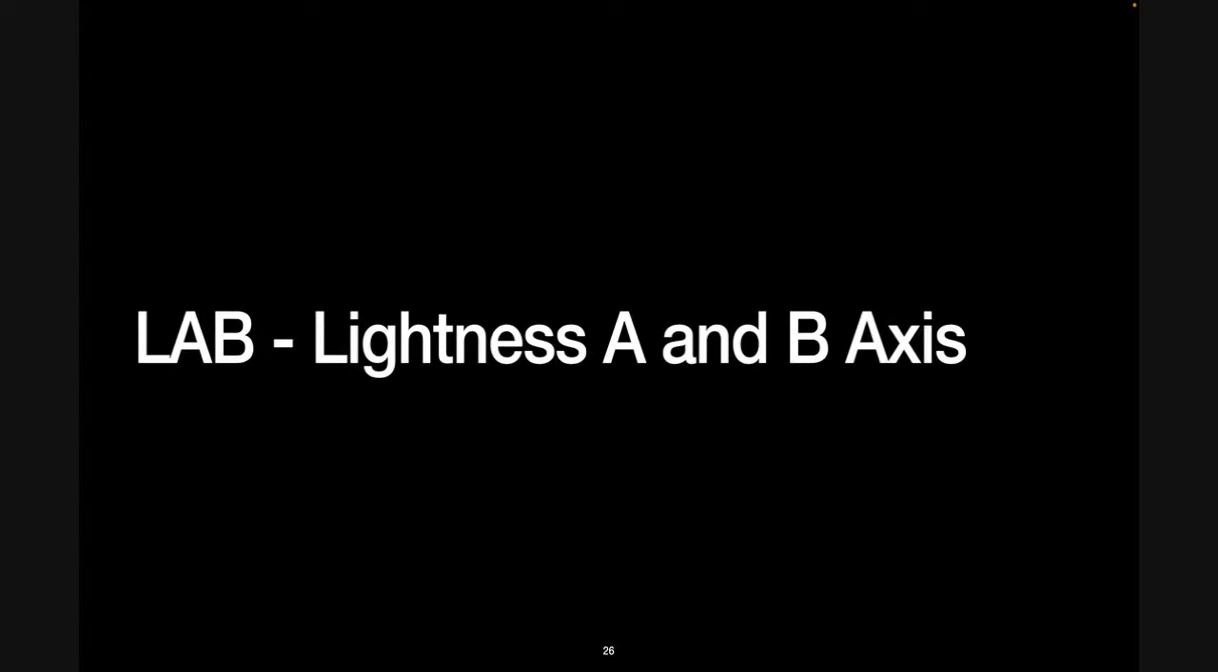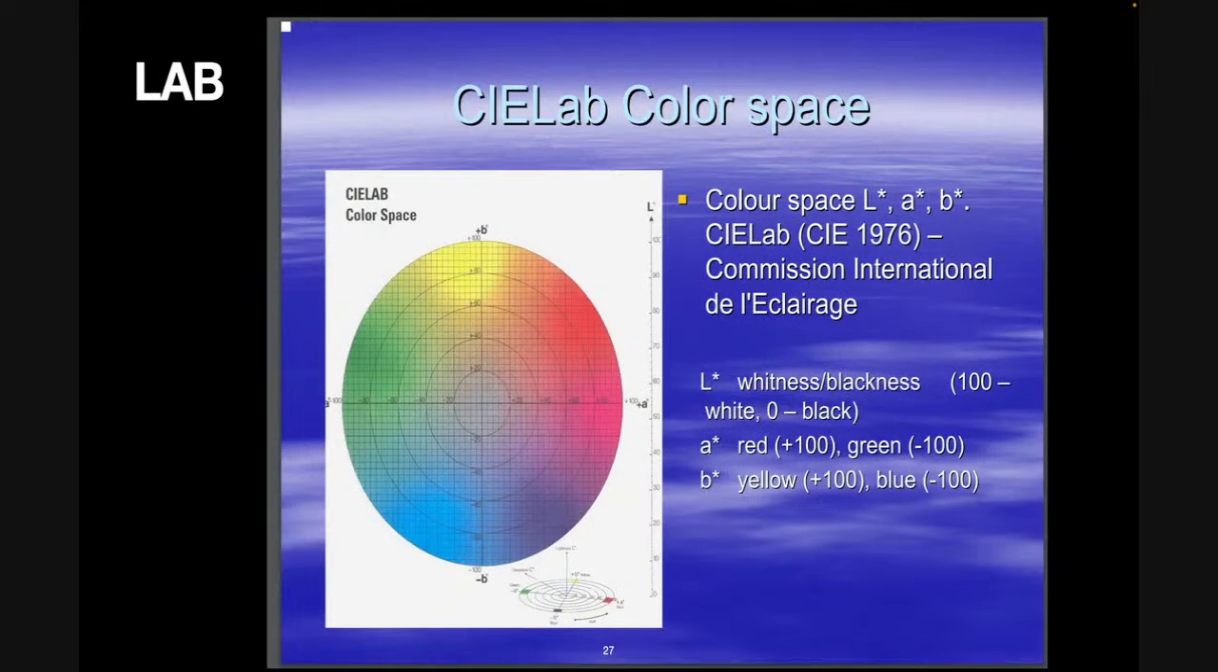Now LAB. This is lightness, A axis and B axis. This is used by the industry. I came to know there is a tool that checks the color. So this is the 1976 LAB that defines the color. Whatever the object, this is what defines what color it is called. So this is very complex.